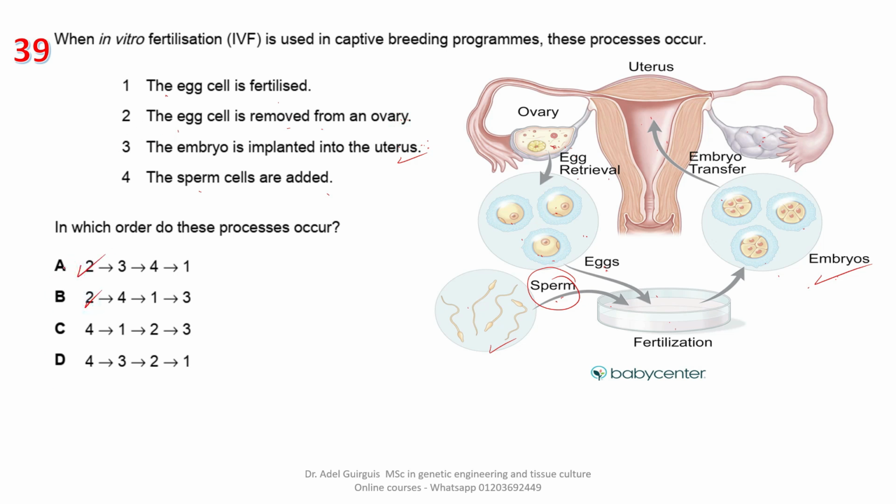Okay, the answer A or B. Removed, then fertilized. Before fertilization, sperm must be added, so 2 and then 4. Then number 1, the egg is fertilized, after the sperm is added fertilization takes place. Then number 3, the embryo is implanted inside the uterus of the female. So the sequence is letter B.